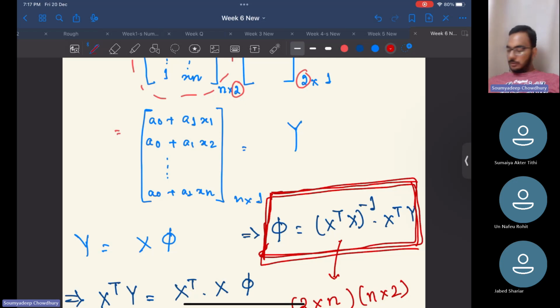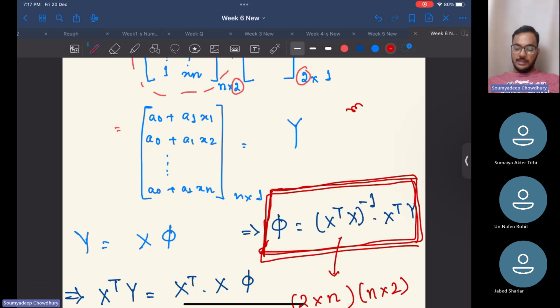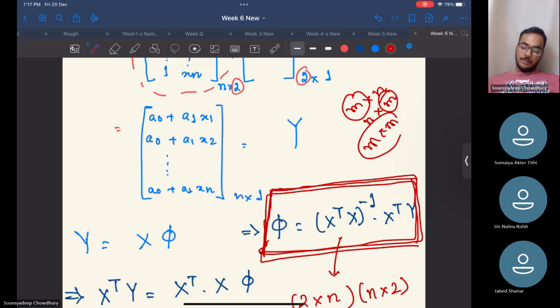We need to understand that any rectangular or non-square matrix can be converted to a square matrix if we multiply that matrix with its transpose. Suppose you have a matrix of order m cross n, and it is not a square matrix, so m and n are different. If you multiply it with its transpose, whose order is n cross m, you will always get a square matrix. So in order to convert a rectangular matrix into a square matrix, you have to multiply it with the transpose of that matrix.